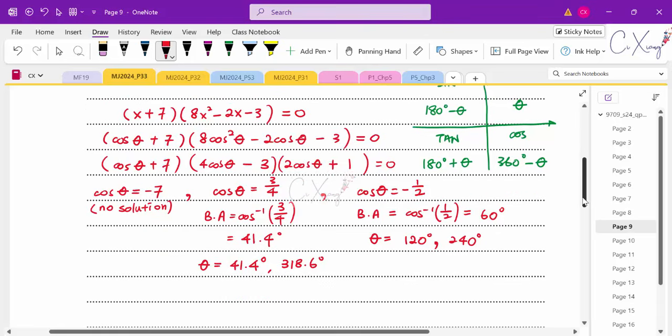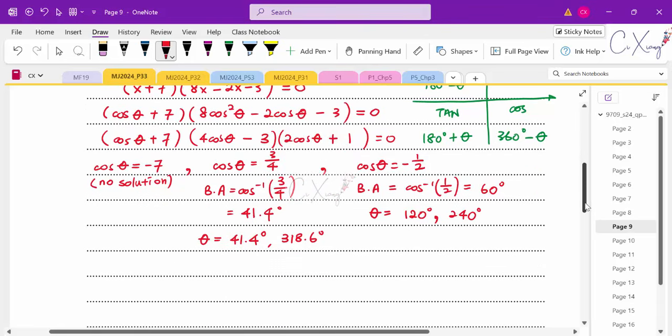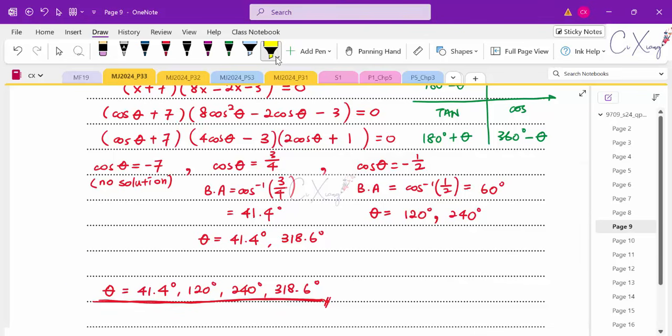Okay, then I just compile all my final answers again. So there are four answers here. The first one is 41.4, then 120, 240, and also 318.6. So don't forget that in our standard requirement for the angle in degree, you have to make sure that your answer is in one decimal place.